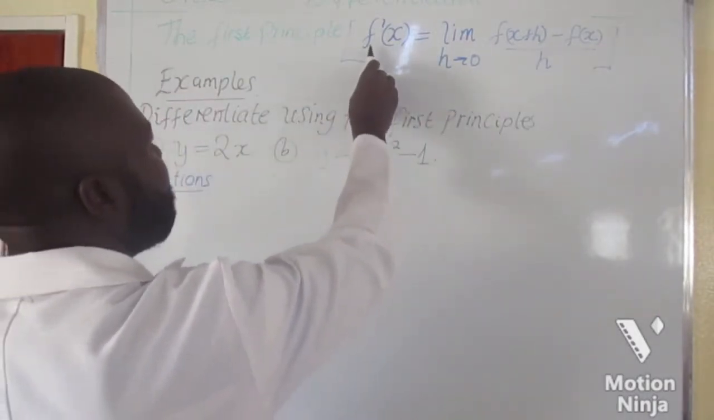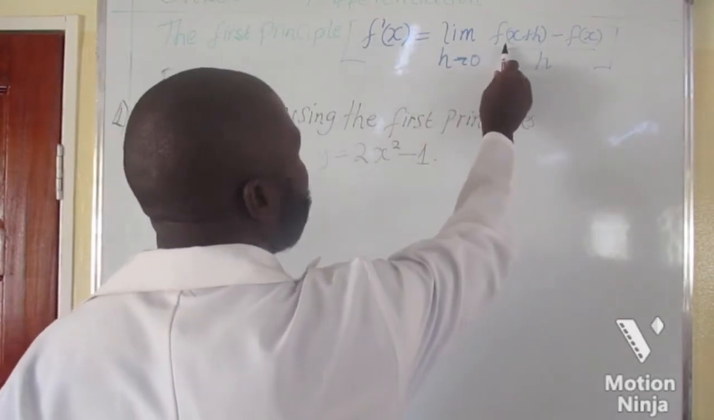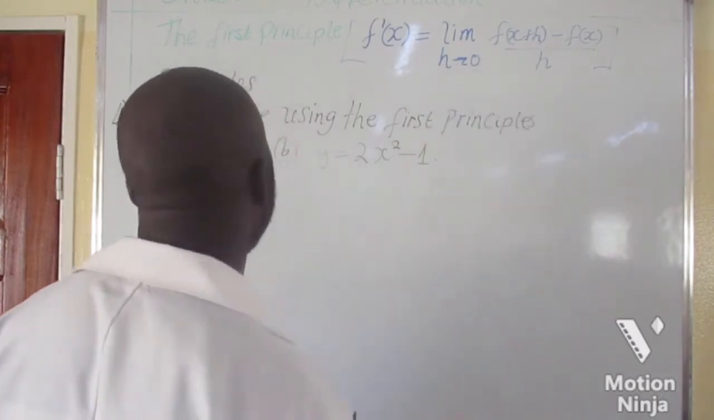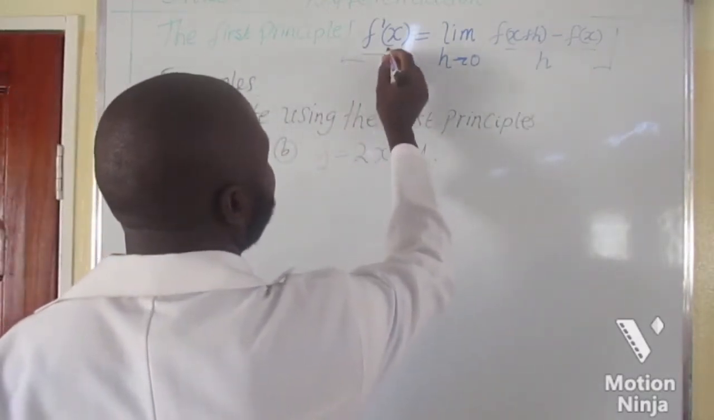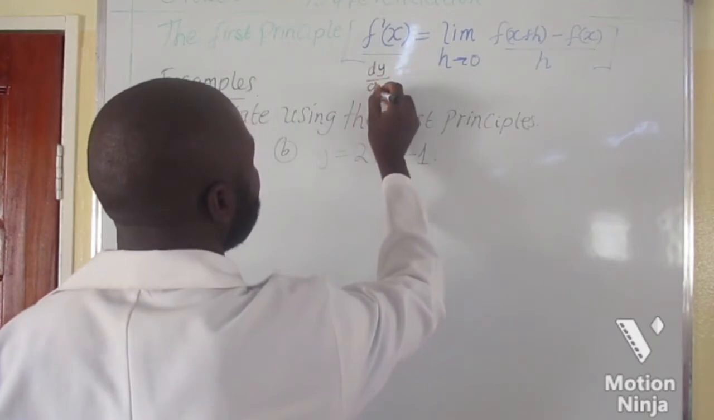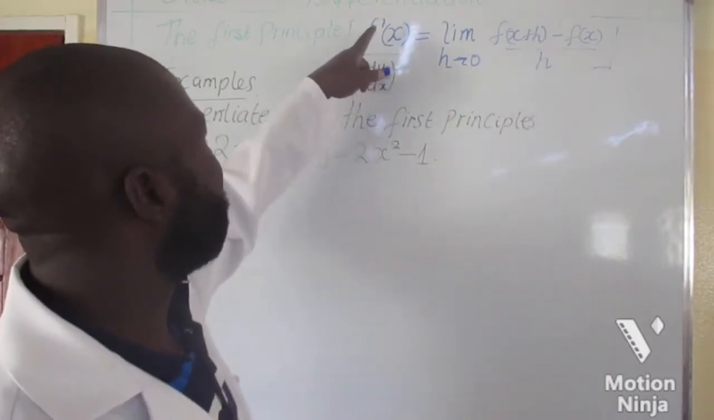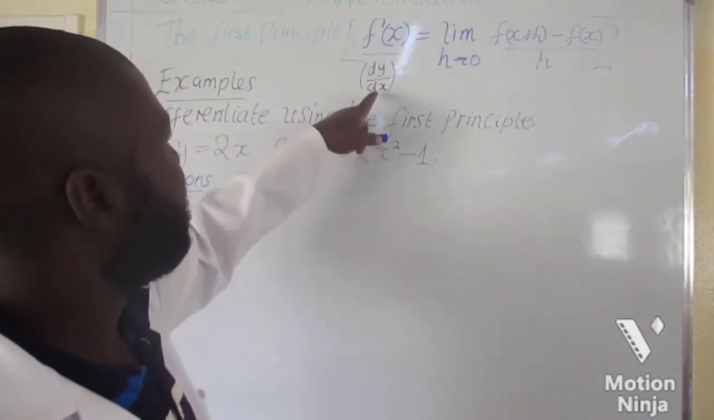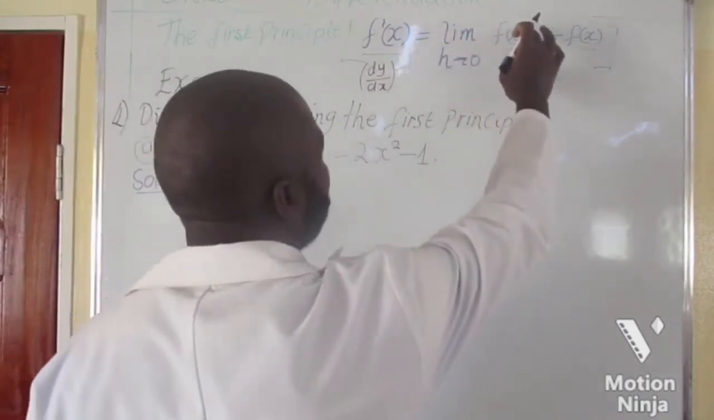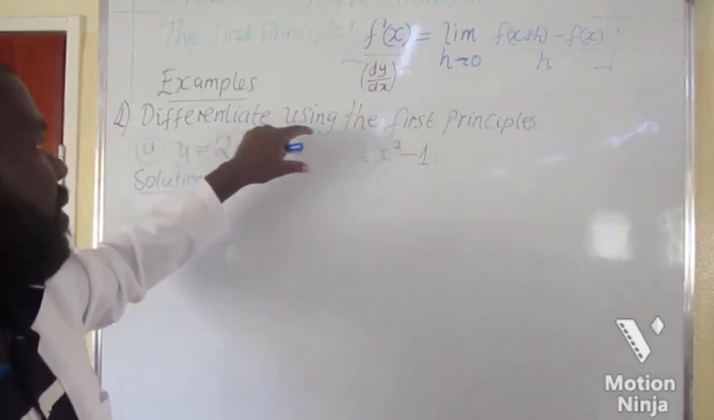You can see we have f prime of x is equal to the limit of this as h approaches 0. Where you see f prime of x, this is the same as dy dx. So don't run away after seeing f prime of x. This is the same as dy dx. Okay, so this is what we call the first principle. Let's use the first principle to differentiate.